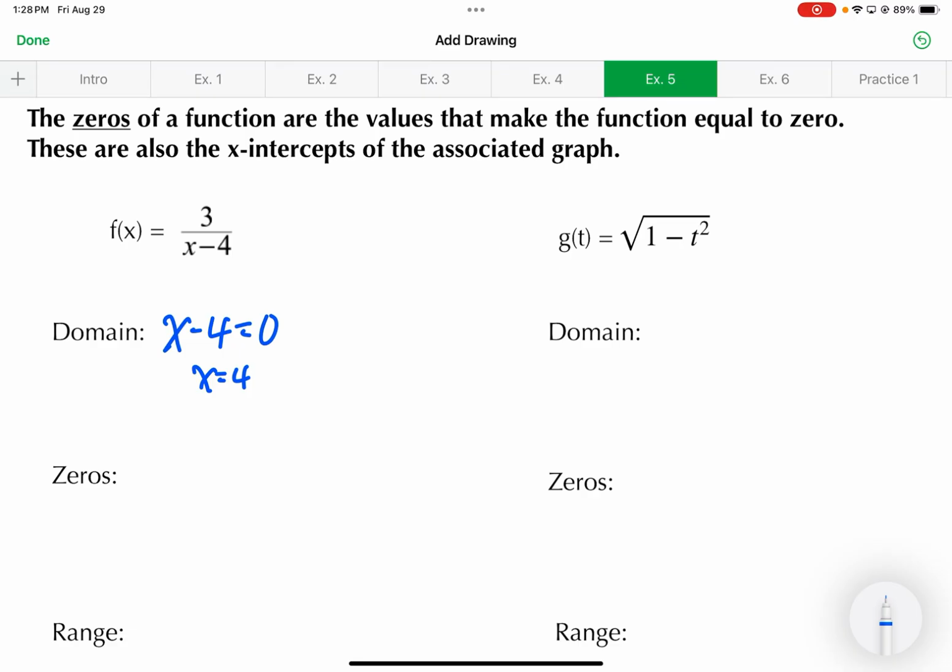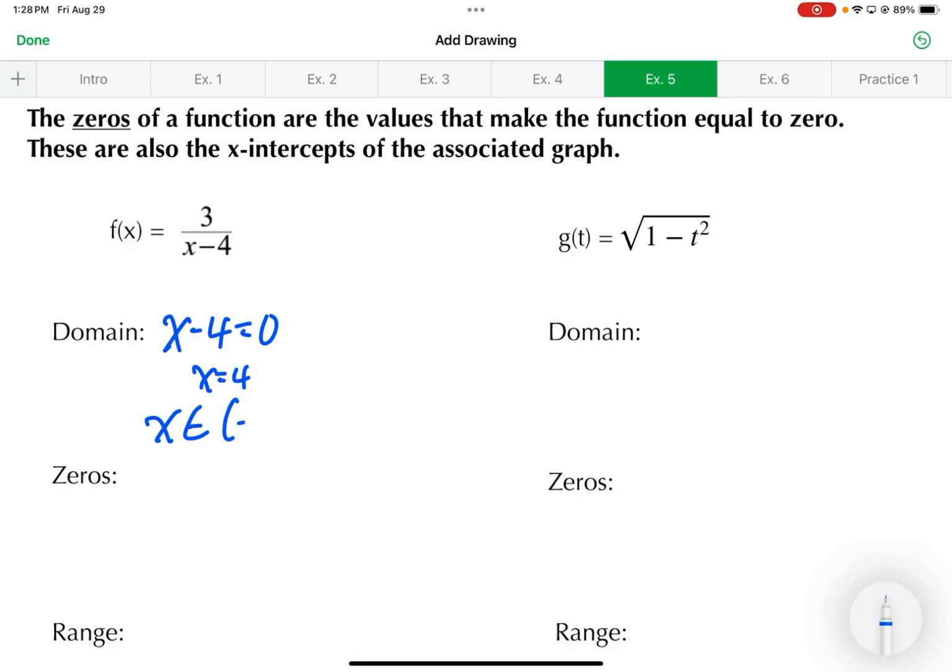Now, are there any other numbers that are going to give me an issue aside from 4? Nah, that's it. It's the only one. So how would I write that? I'm going to do it in interval notation. How would I write that I want every number aside from 4? How could I write that in interval notation? X is an element of what? I want every number but 4. 4 is the only one I don't want.